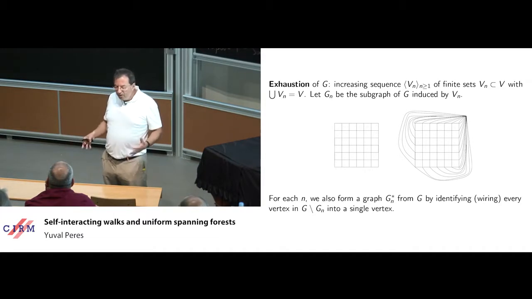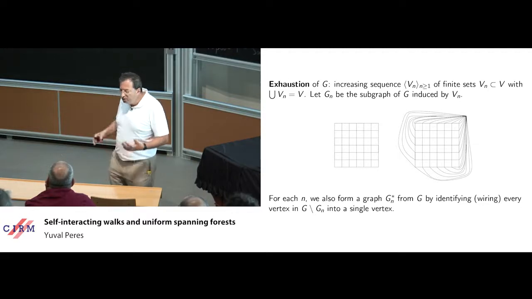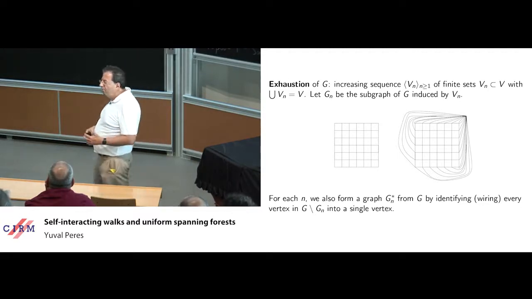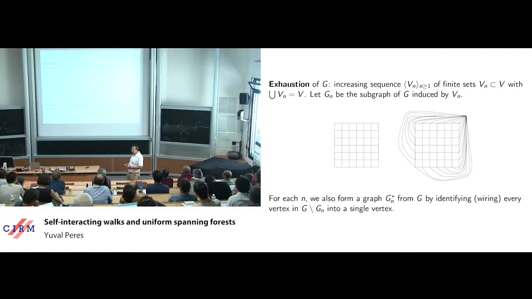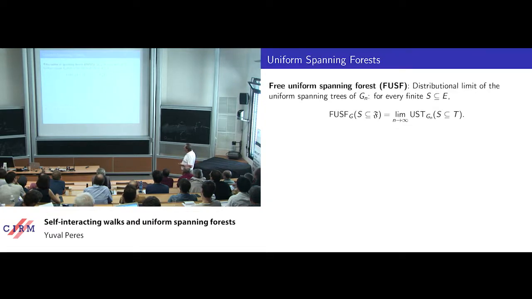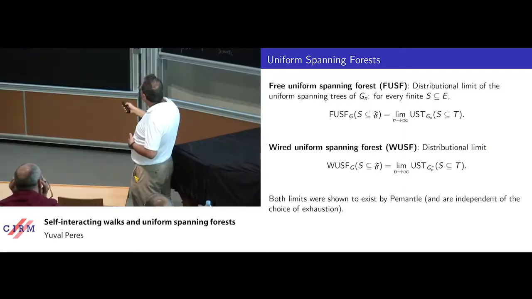Now, if a graph is transient, like Z^d for d at least 3, then the wired uniform spanning forest can be constructed by a version of Wilson's algorithm rooted at infinity. So you think of a root at infinity, and you run a loop erased random walk. Well, it's going to go to infinity. And then you start at another node and keep going. I'll say more about this in a minute. So this is the wired uniform spanning forest, the free.